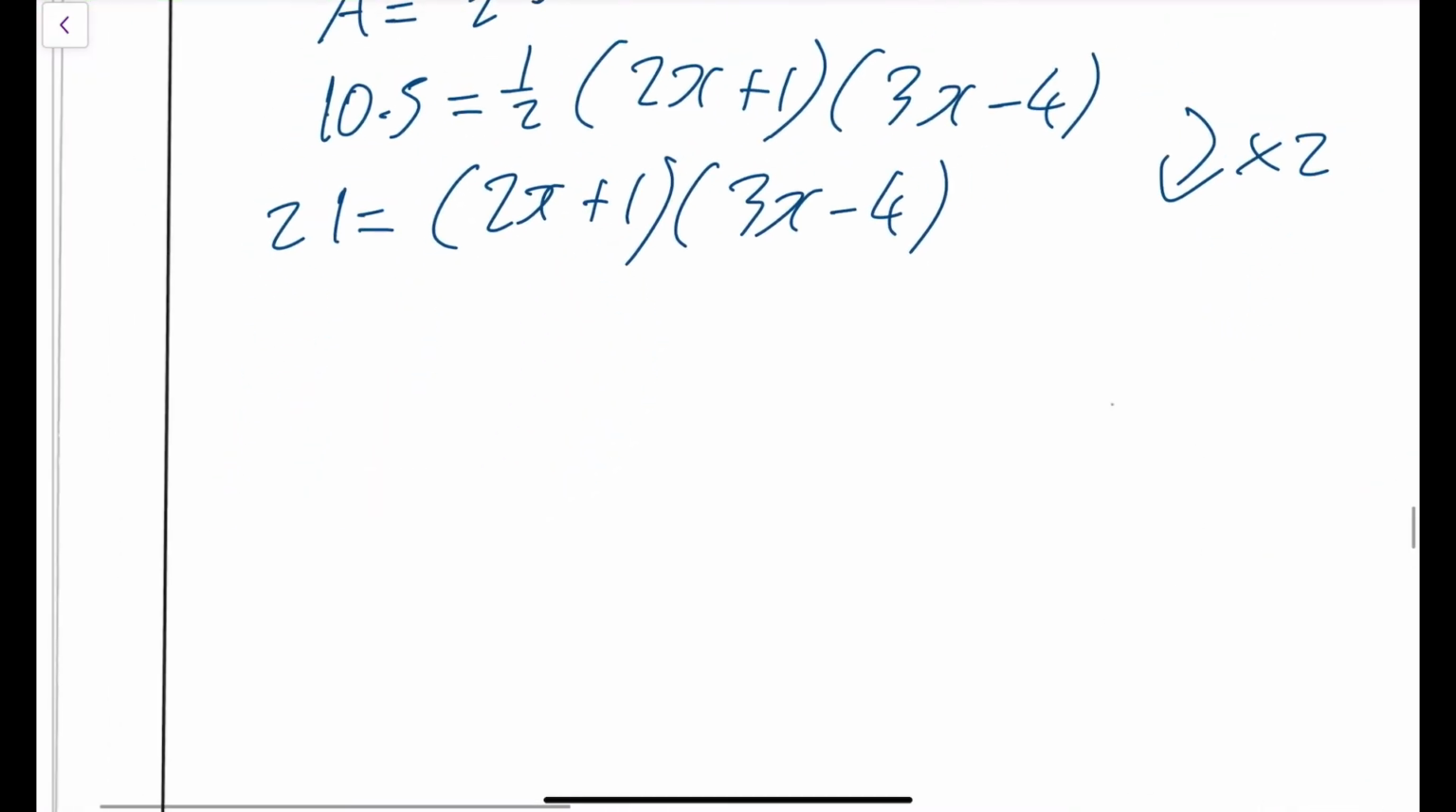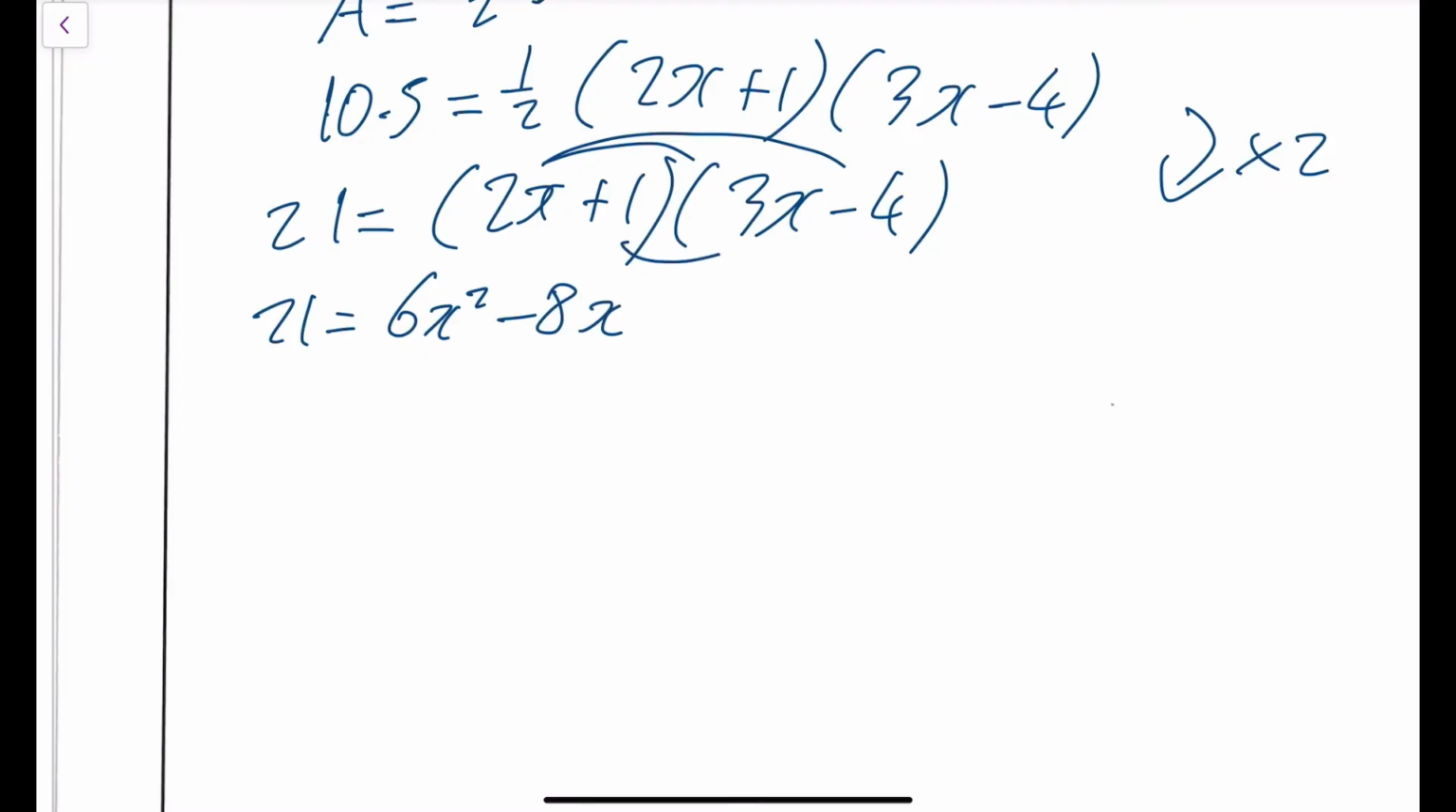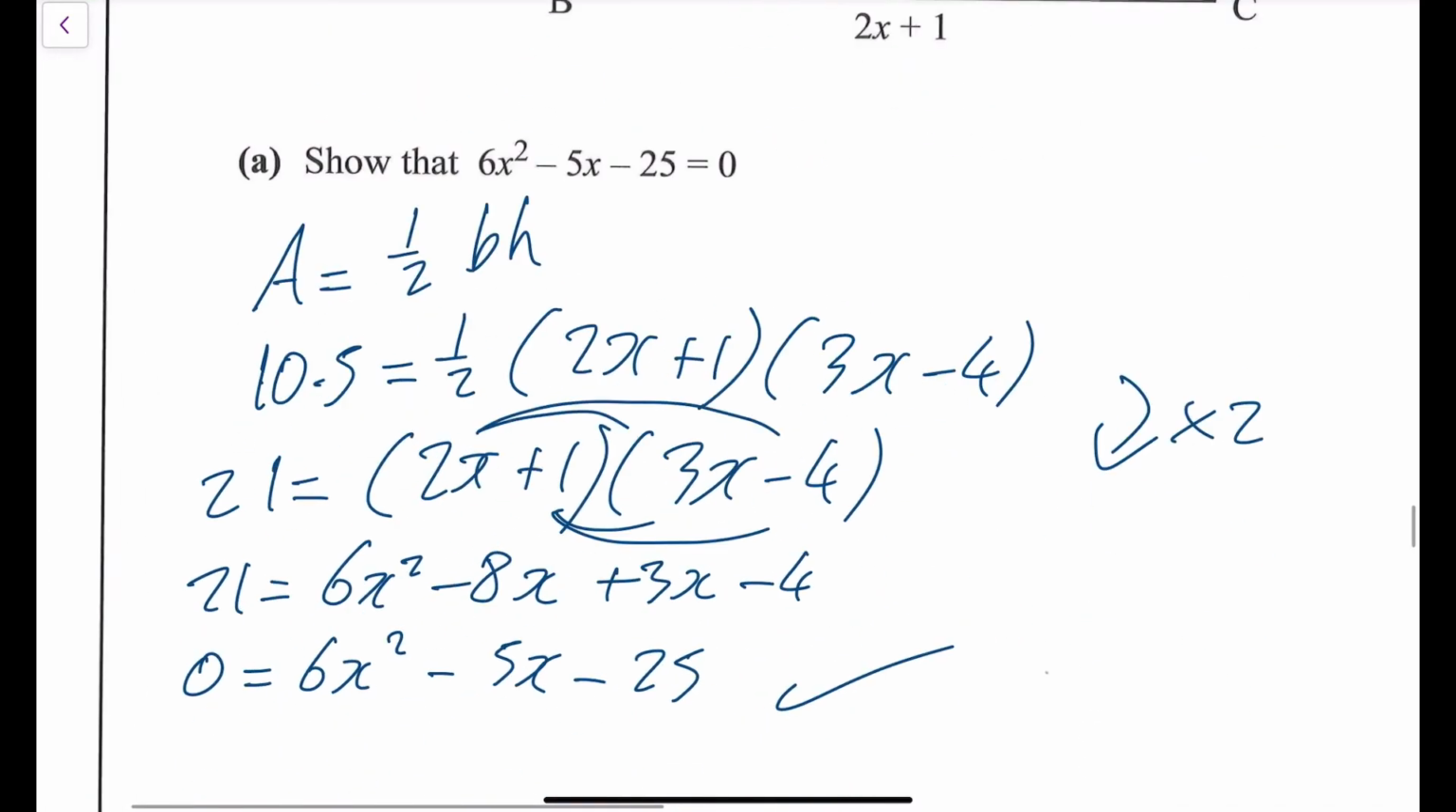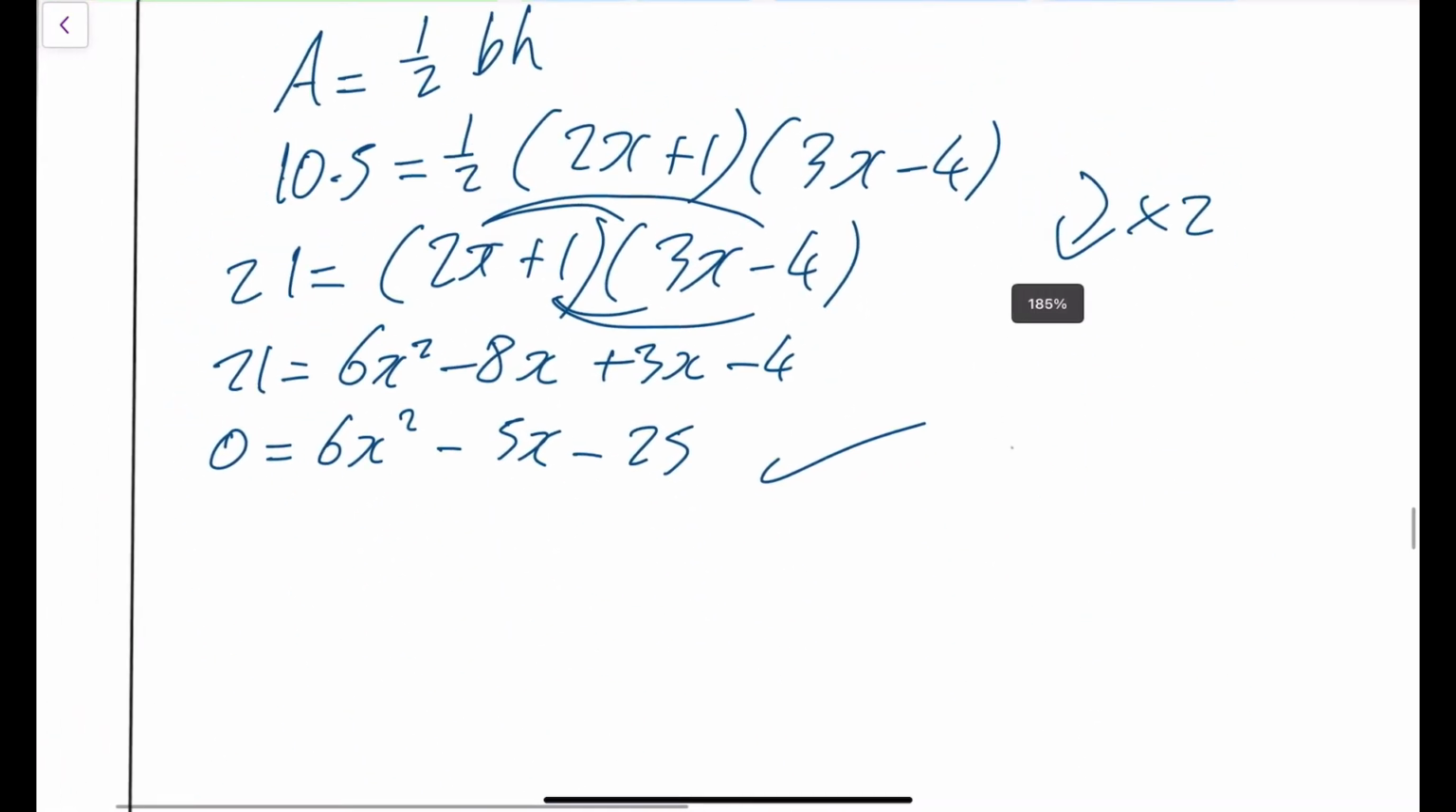Okay, and then we're going to multiply this out. So 21 is equal to 2x times 3x is 6x squared, 2x times the minus 4 is minus 8x, 1 times the 3x is 3x, 1 times the minus 4 is minus 4. Bring it all to one side, tidy up, you'll have 6x squared minus 5x minus 25. Oh, and that's what we wanted. It was indeed. Happy days.